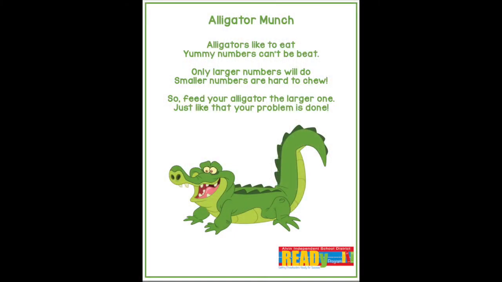Alligators like to eat. Yummy numbers can't be beat. Only larger numbers will do. Smaller numbers are hard to chew. So feed your alligator the larger one. Just like that, your problem is done.